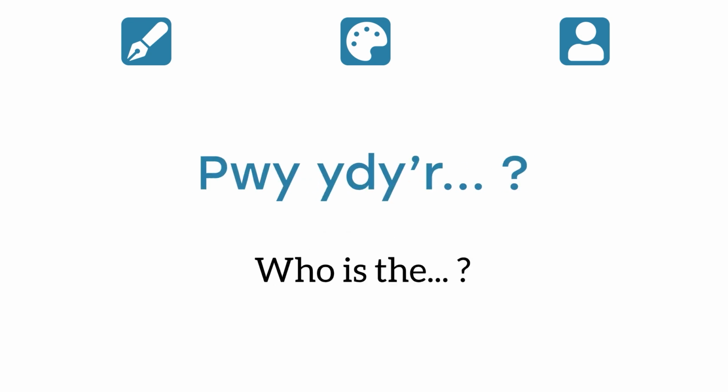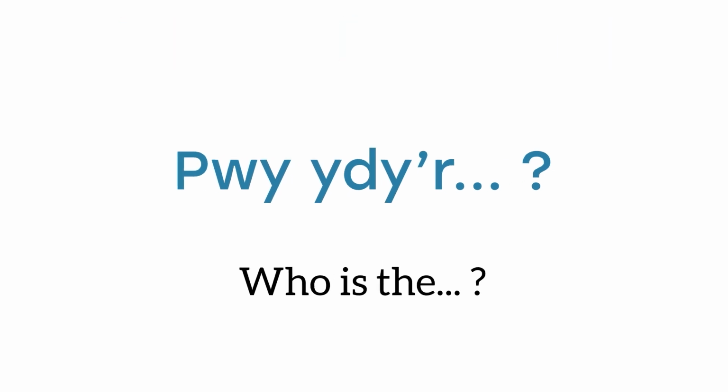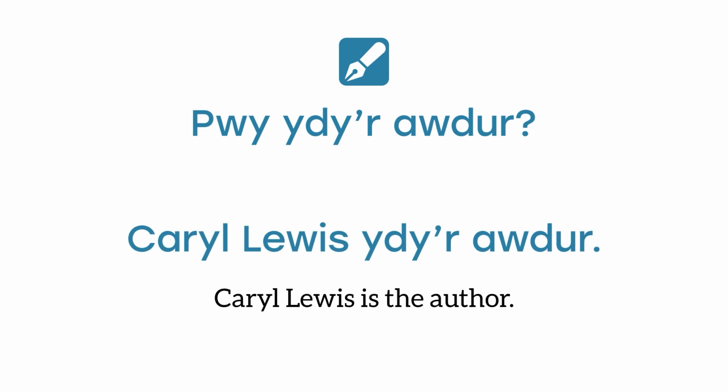Now, let's put them into a question, as we ask who is each one of these. To ask who is the, we say pwy ydy'r, ac eto, pwy ydy'r. Now, for the full questions. Pwy ydy'r awdur? Caryl Lewis ydy'r awdur. Caryl Lewis is the author.